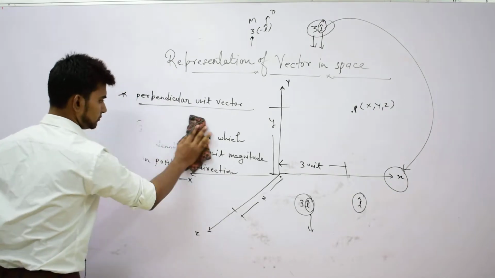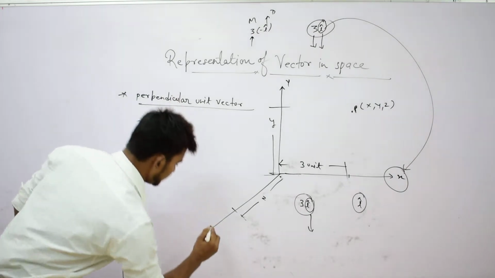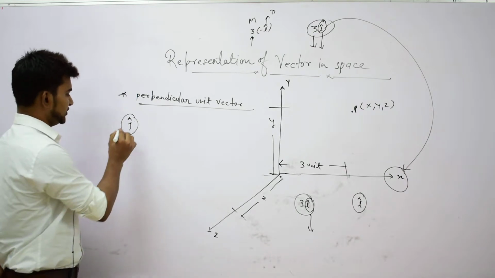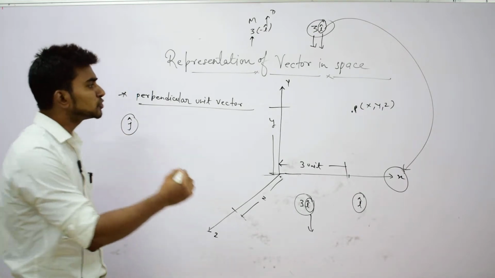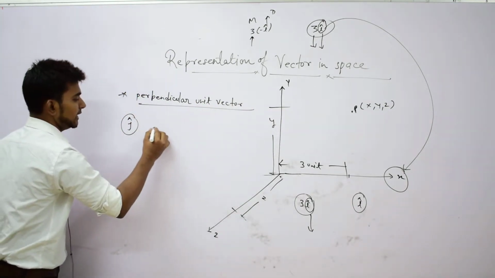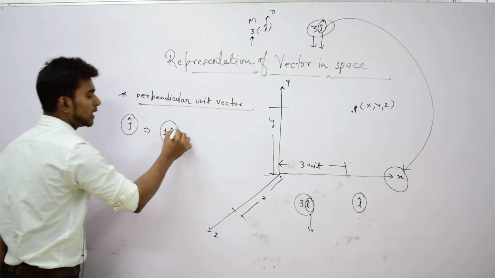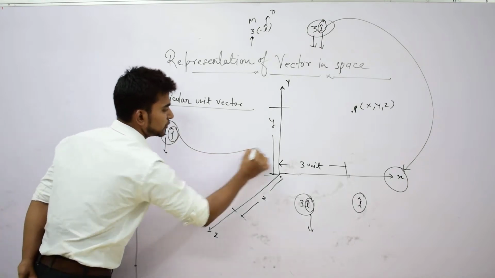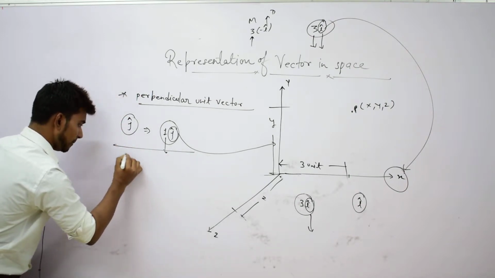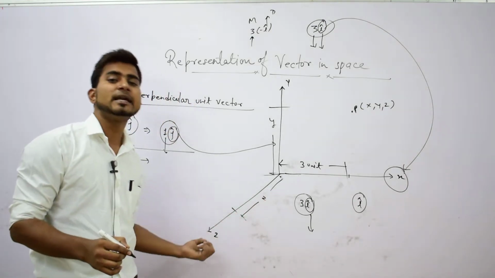Same for J cap. J cap is the unit vector which denotes the positive y direction, because we can write J cap equals 1 J cap. So 1 is the unit magnitude and J cap is the direction vector which denotes the positive y direction. And K cap denotes the positive z axis direction.